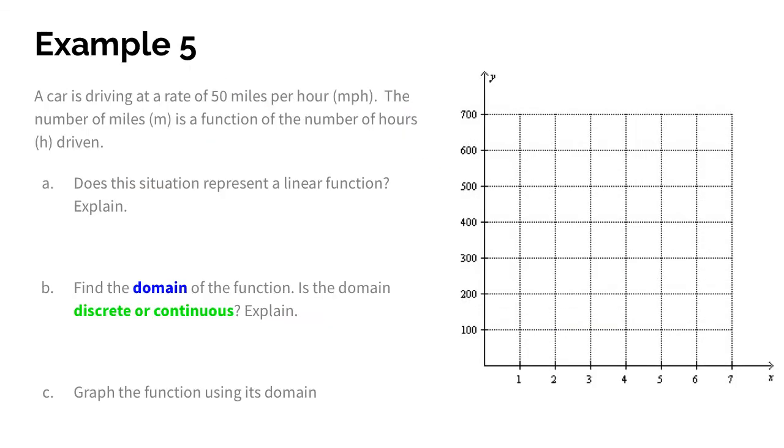All right, in the next example, we'll do the same idea. Okay. Now here it says a car is driving at a rate of 50 miles per hour. It says the number of miles is a function of the number of hours driven.